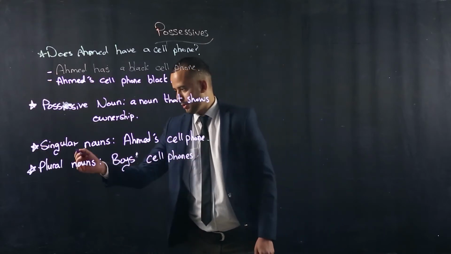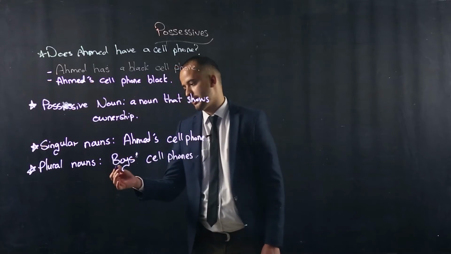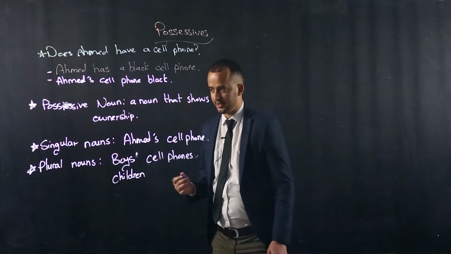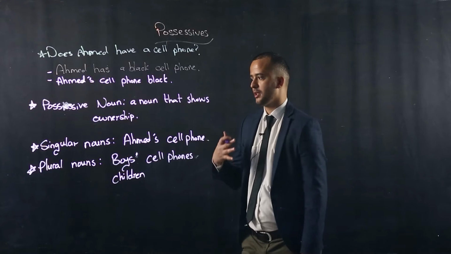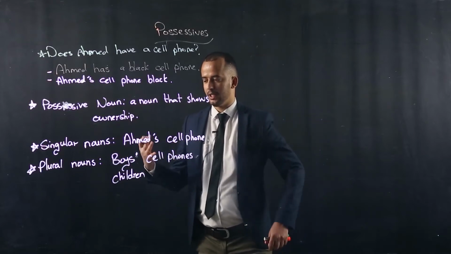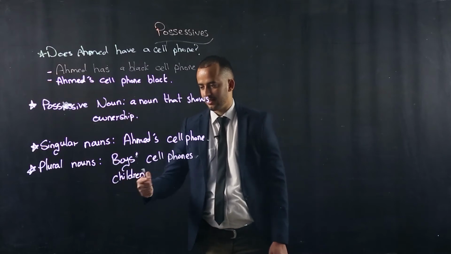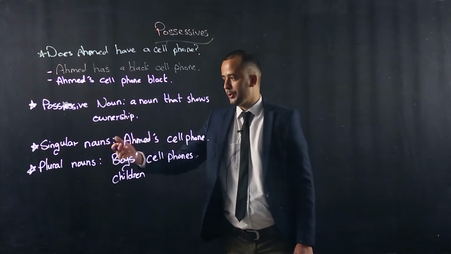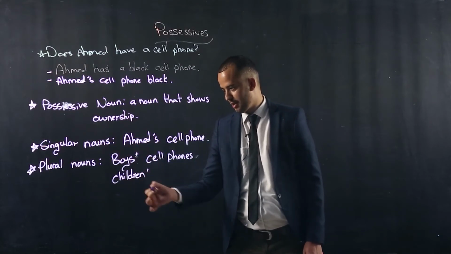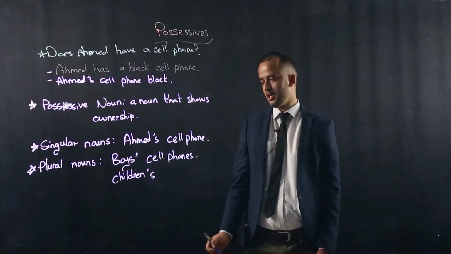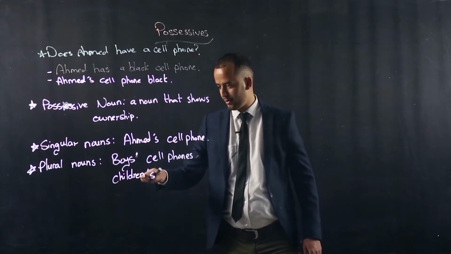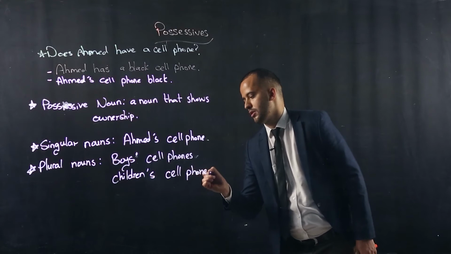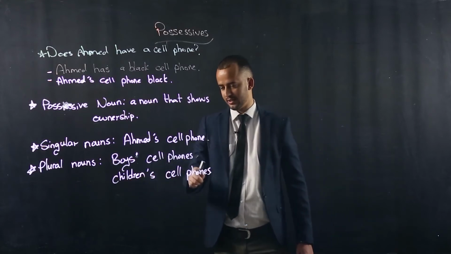Now, what about if the plural noun does not end in s? For example, like children. Children here is a plural noun, and I want to change it to its plural possessive form. How can I change it? Alright, since it does not end in s here, I need to add an s to it, like what I do with a singular noun. So with children, I will add an apostrophe and s. Okay? So it's going to be children's with an apostrophe first and then s, and then I will add the other noun, which is cell phones. So it's going to be children's cell phones.